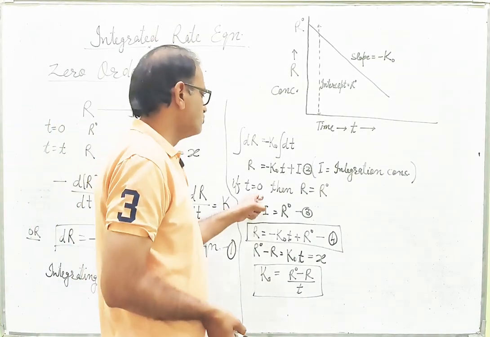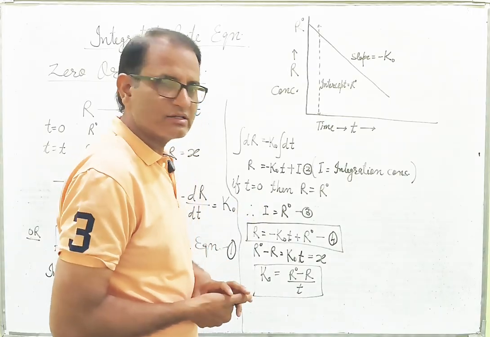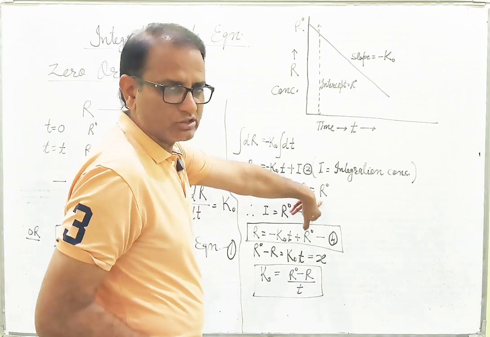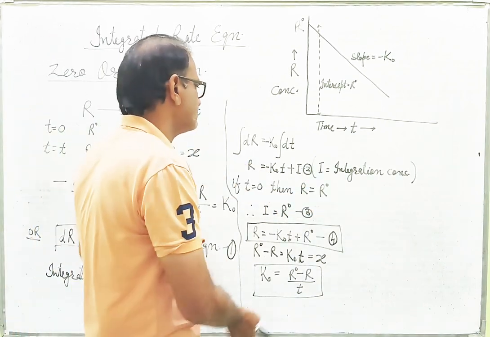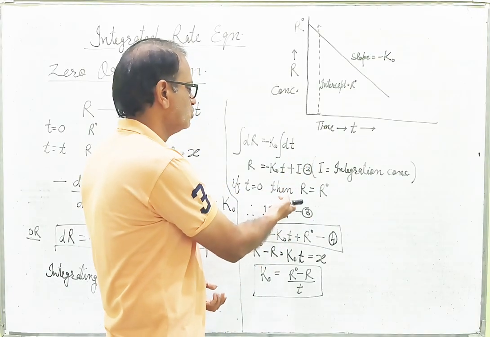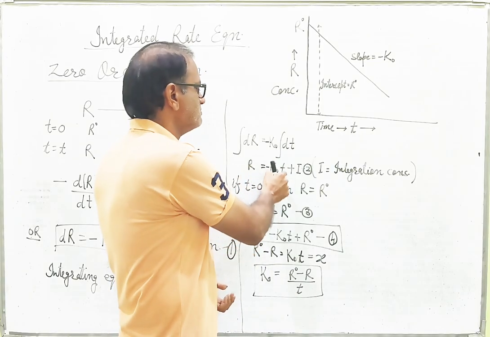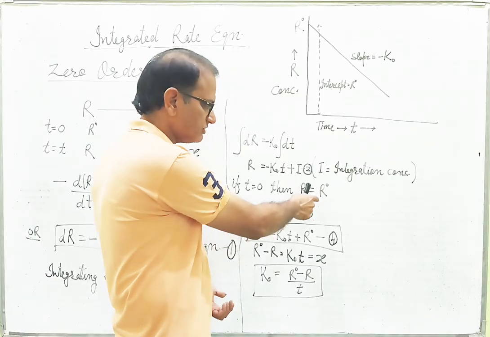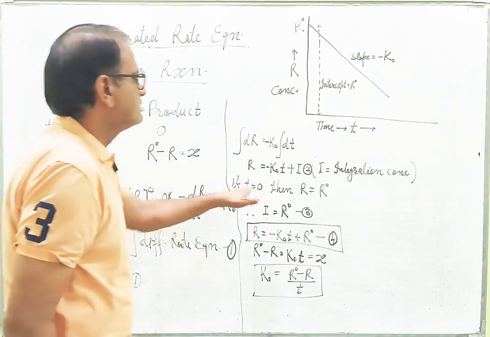Suppose t is equal to 0, it means reaction did not start. Then R will be equal to R naught, of course the initial concentration of reactant, and in that situation according to equation number 2, I will be equal to R naught, because k0t will become 0 and R will become R naught. So I is equal to R naught if we are putting these conditions.